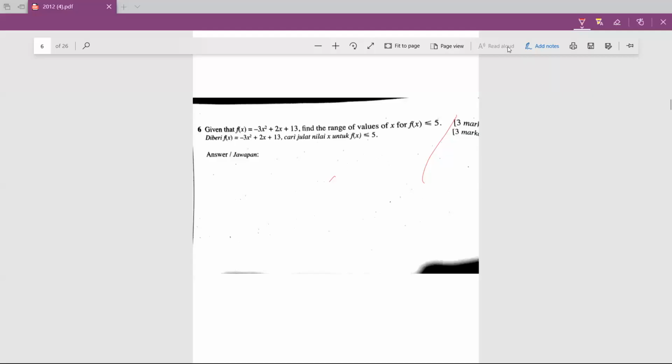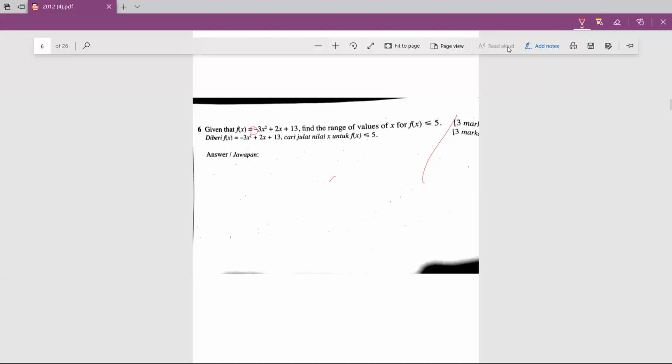Okay, look at question number 6. Question number 6 states that diberi f(x) = -3x² + 2x + 13, cari julat x untuk f(x) lesser or equal to 5. So this is clearly a quadratic inequality question. And first we identify, is this a positive quadratic inequality equation or negative?